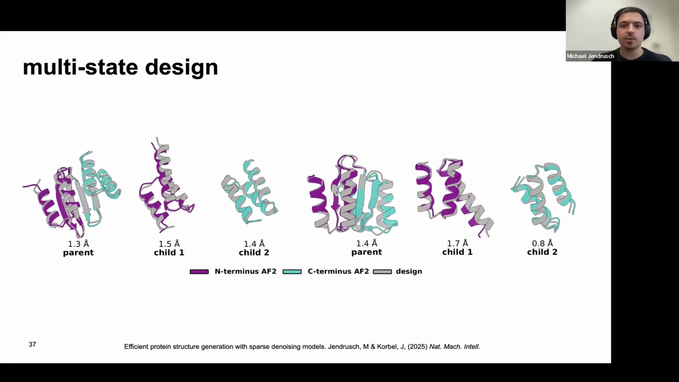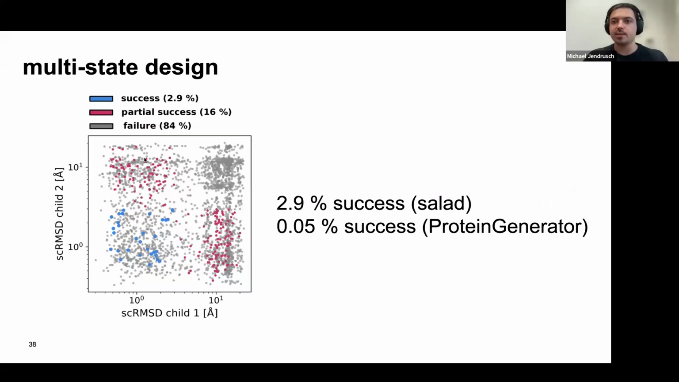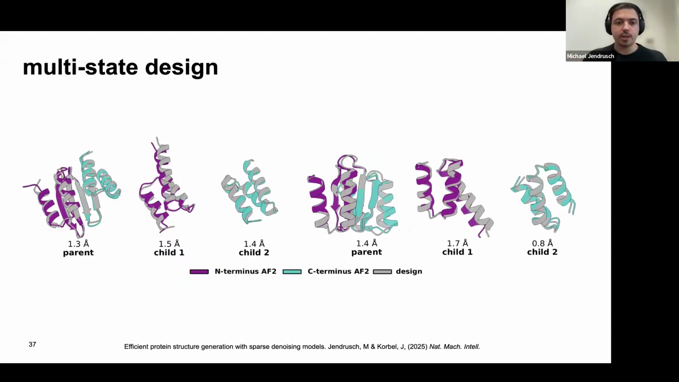And we see this also in these partial success cases over here. These almost exclusively look like we have the parent that folds as expected. We have one child that folds as expected, and the other child looks like a cutout of the structure of the parent, right? But all of the predictions are confident. The other failure mode is either the parent or the children are not confidently predicted.